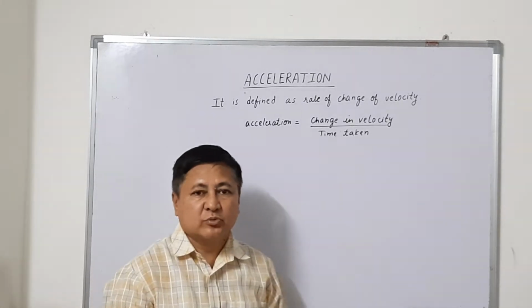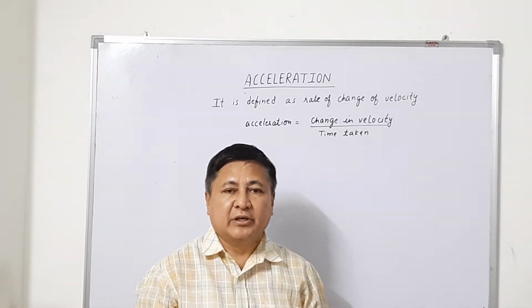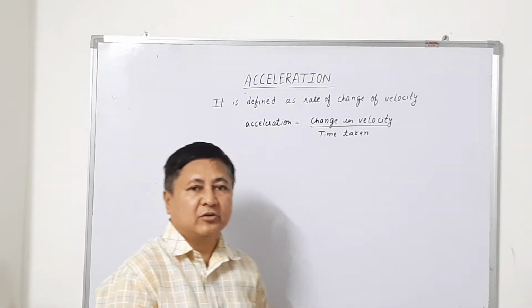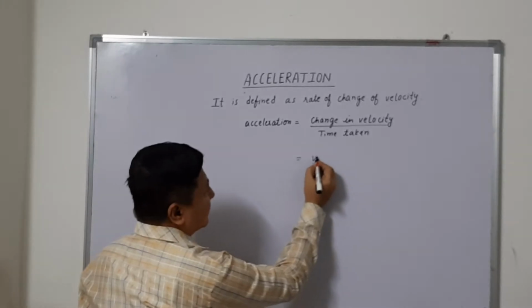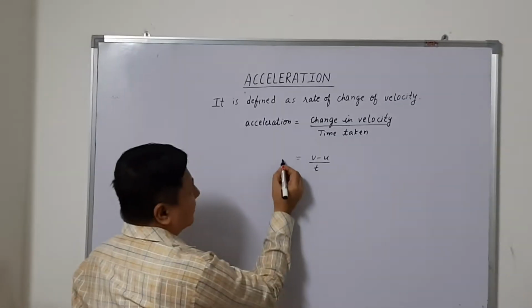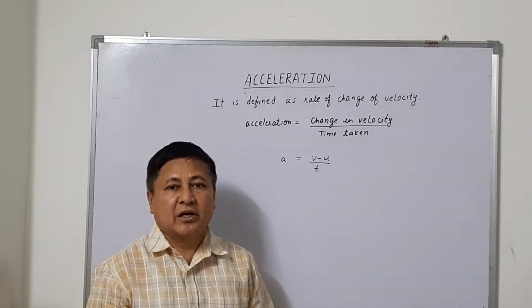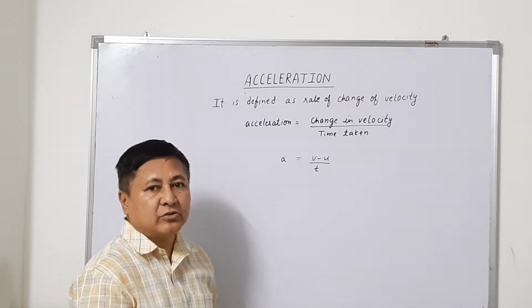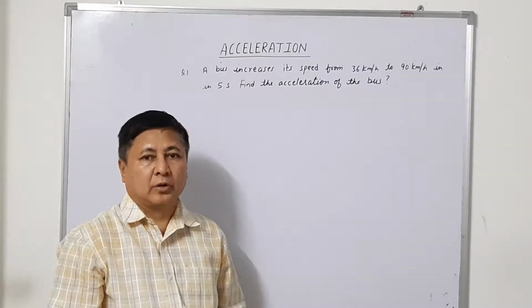Now if an object is moving with initial velocity u and after time t it is accelerated and the final velocity becomes v, so the change in velocity will become v minus u, and upon time taken, that is t. So the formula of acceleration is v minus u upon t. It is a vector quantity and the SI unit of acceleration is meter per second square.